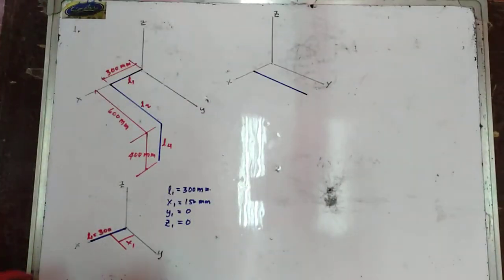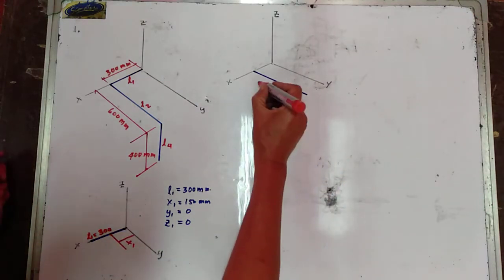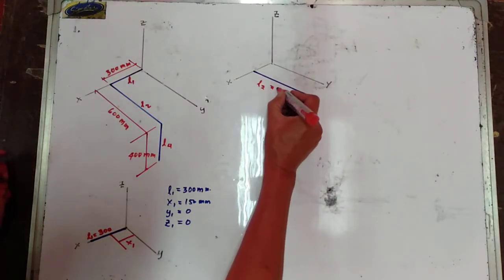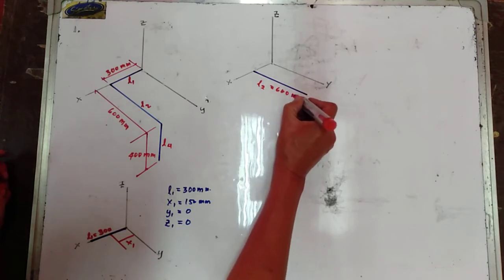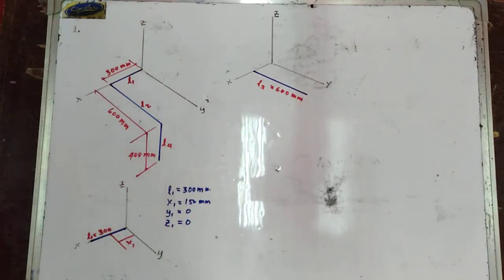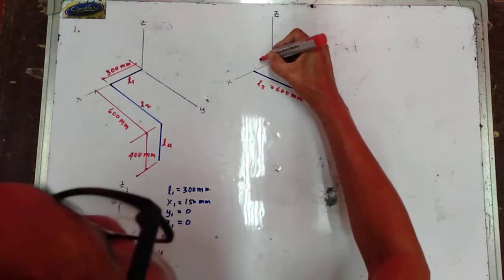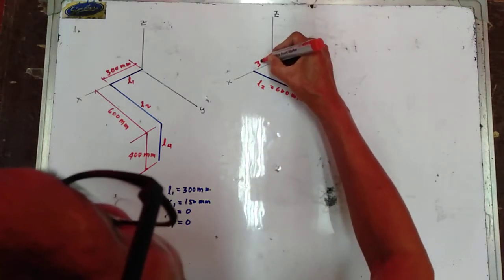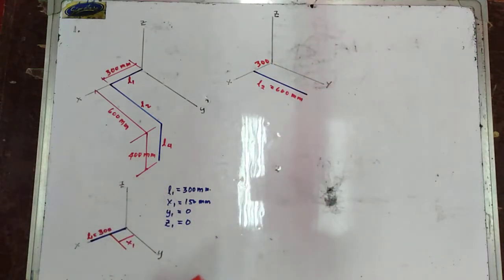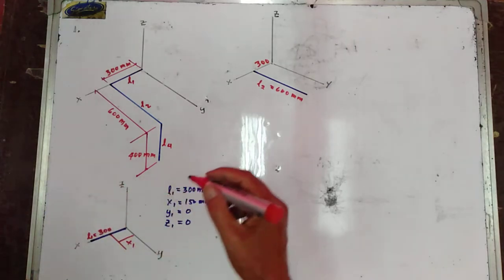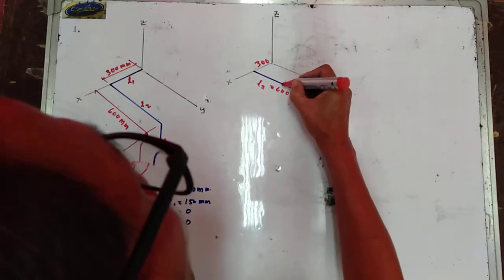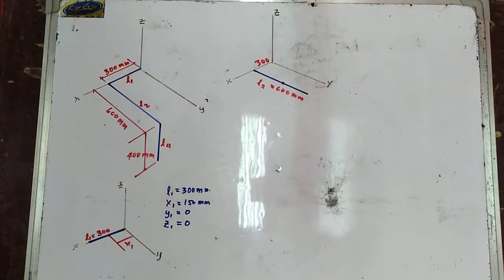So your L2 is equal to 600 millimeter. Now this one in here is 300 millimeter. So that is 300 millimeter. So the centroid of this line in here is now located at this point. So that is now the centroid.